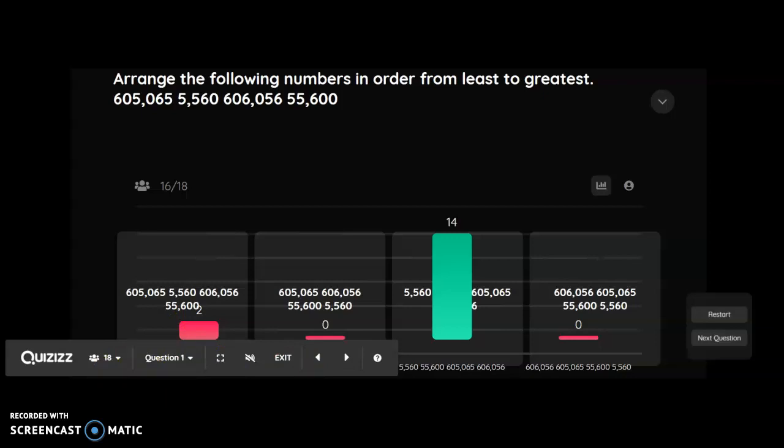Right, the correct answer to that one: 5,560, then 55,600, 605,065, 606,056. Okay, remember least to greatest means you start with the smallest and you go to the biggest. All right, next question.